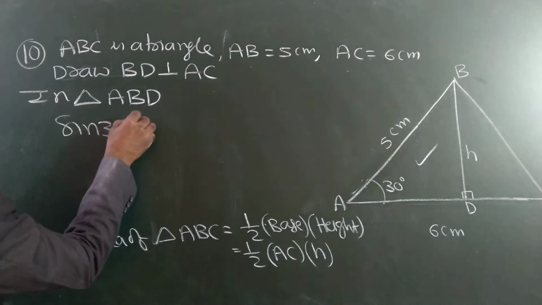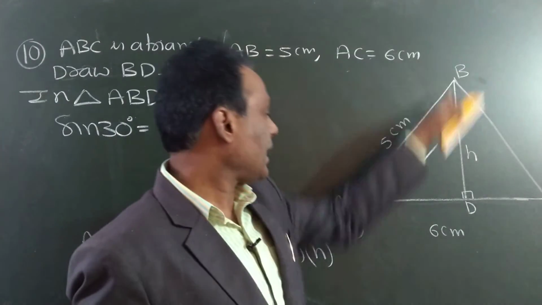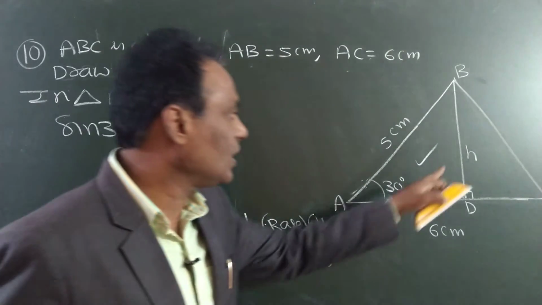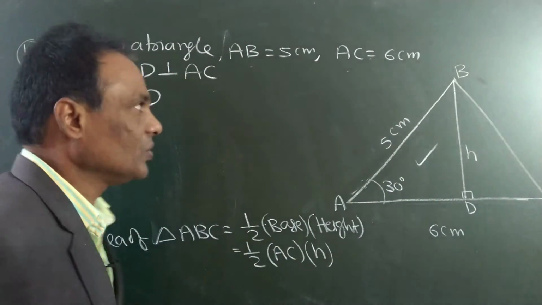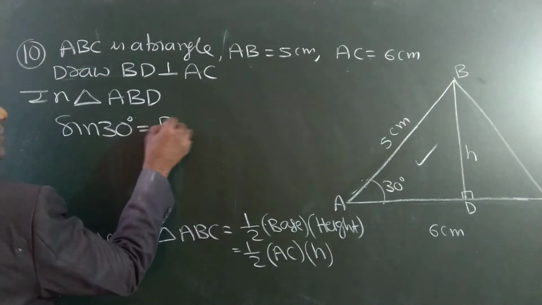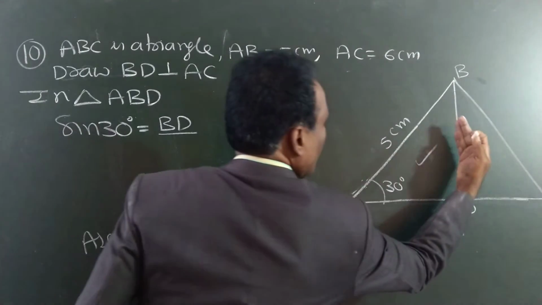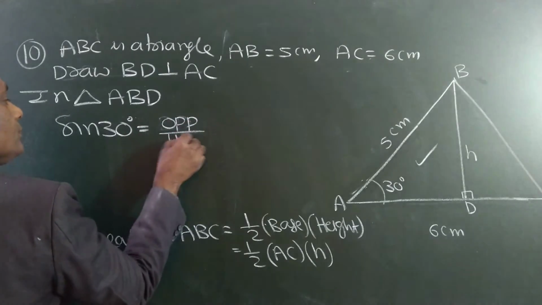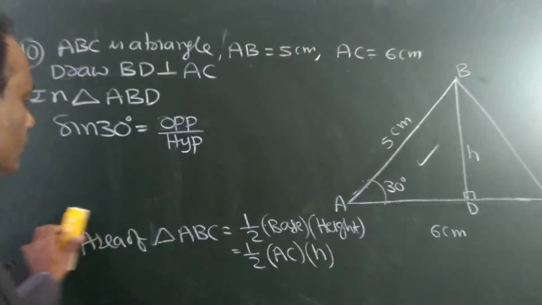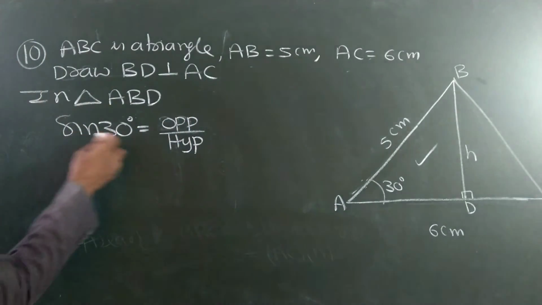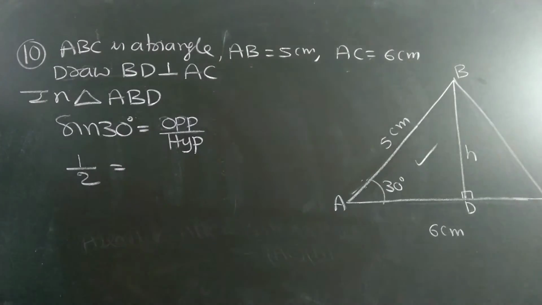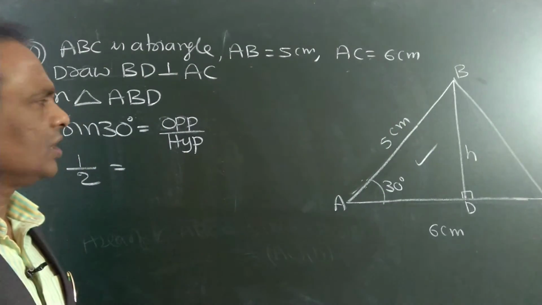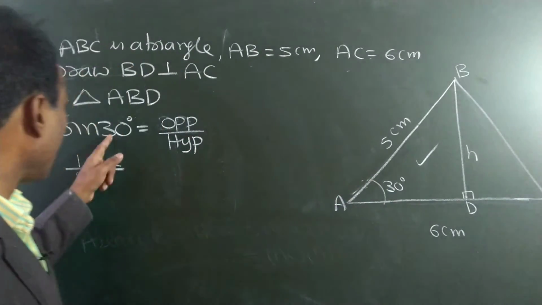Don't write. In triangle ABD, sin theta is equal to opposite by hypotenuse. What is opposite? BD. See here, sin 30 is 1 by 2, the sin 30 value. So this is the sin theta definition. Sin definition is opposite by hypotenuse. That's all. What is theta? 30 degrees. Sin 30 is 1 by 2.